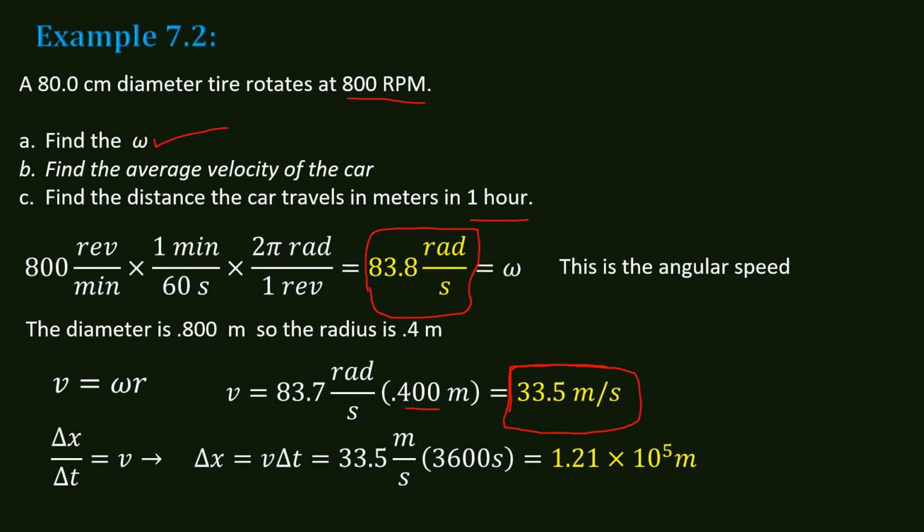And then finally, find the distance the car travels in meters in 1 hour. Okay, so we can use this equation right here, delta x over delta t equals velocity, and solve for displacement. And when we do, we get our answer of 1.21 times 10 to the 5th meters.